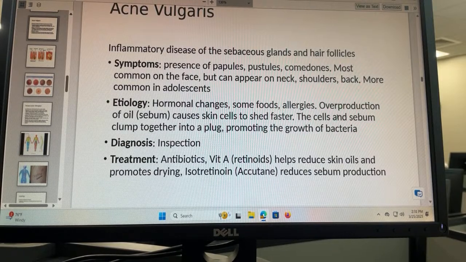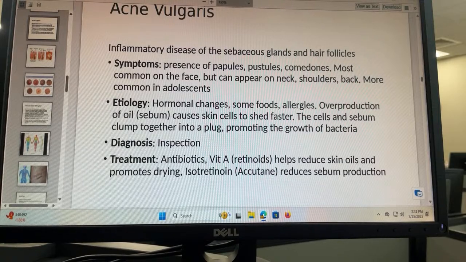Sometimes also allergies. If you have an allergic reaction to some kind of clothing or cosmetics, it can cause some acne to develop. What happens is that there's an overproduction of oil, and it causes the skin cells to shed faster, and then they clump together and form a clog inside of a pore. And that's how the pimples are basically formed. Sometimes that can also promote a bacterial overgrowth inside where that pore is clogged. So sometimes you can have a bacterial infection on top of the acne.